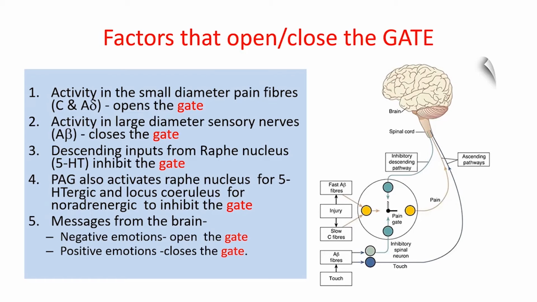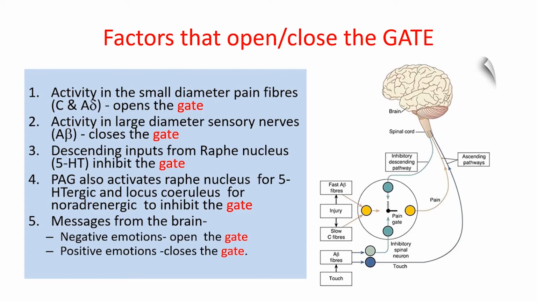Besides the medulla and midbrain descending influences, there are other influences coming from the limbic cortex or the prefrontal cortex, wherein our positive and negative emotions determine whether to open the gate or to close the gate.